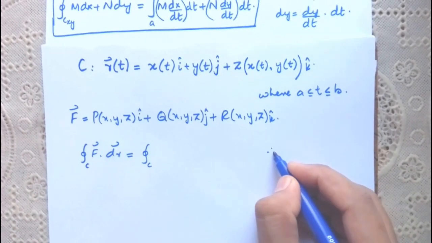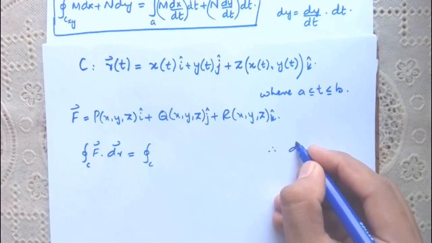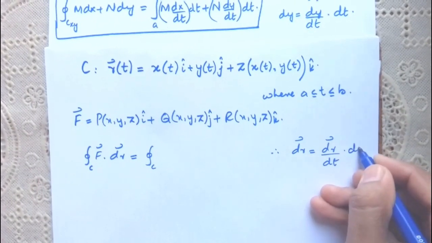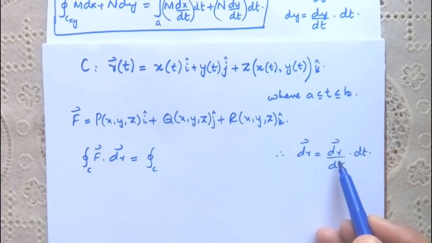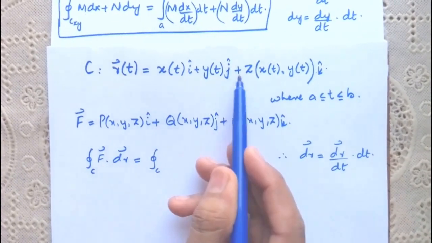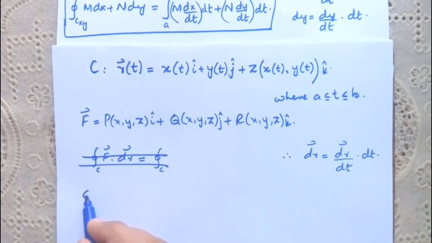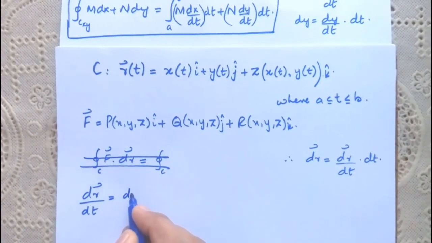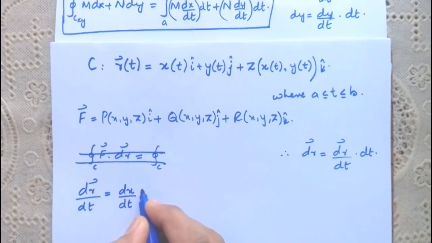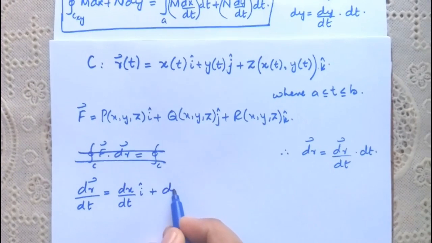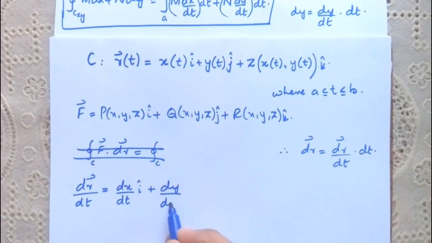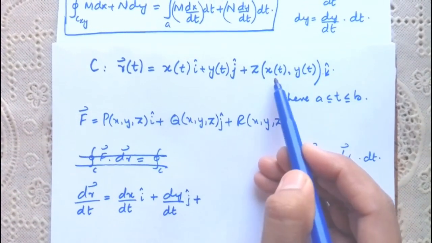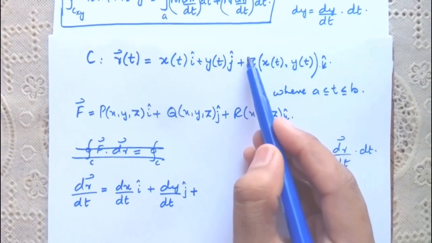now dr can be written as dr is equal to dr over dt times dt. So first we evaluate dr over dt. Dr over dt is equal to dx over dt in the direction of i cap plus dy over dt in the direction of j plus, now it is a multivariable function. So remember the chain rule for a multivariable function.